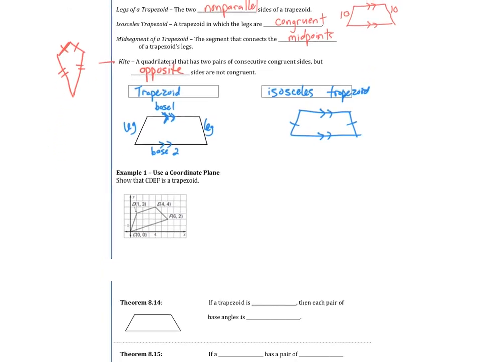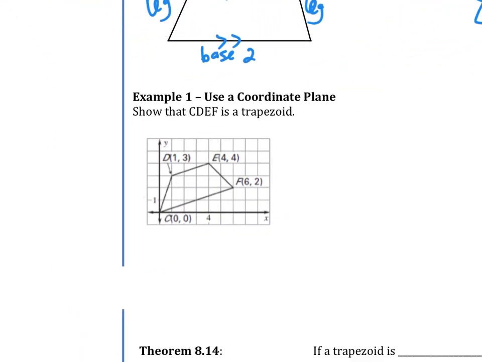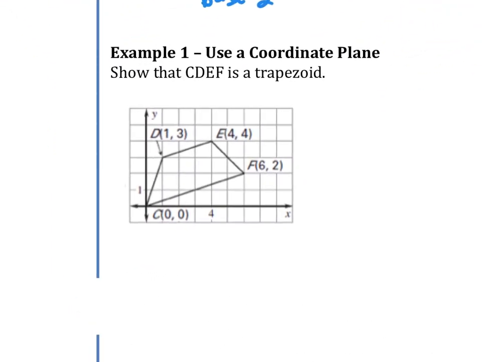Okay, example 1, I'm just going to briefly talk about, if we have a picture on a grid, how can we show that this is a trapezoid? We have to prove that one pair of opposite sides are parallel. So clearly, these sides in blue are not parallel. They're clearly going to cross. So we've got to look at the red sides.